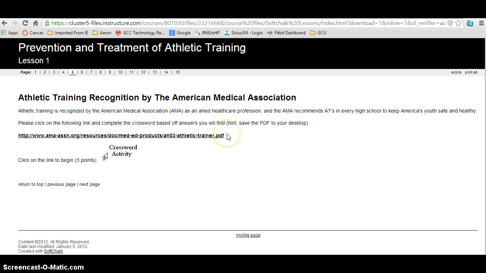Here's a link here. This will take you to the American Medical Association resources and the definition of athletic trainer. So you can go ahead and type this PDF into a different browser and be able to see the American Medical Association's definition of athletic training.